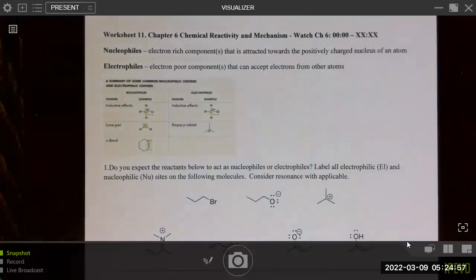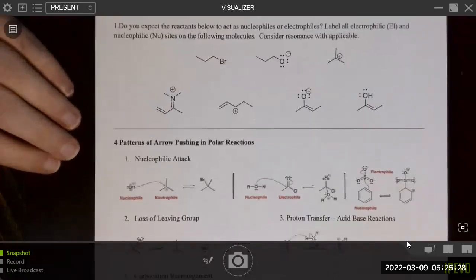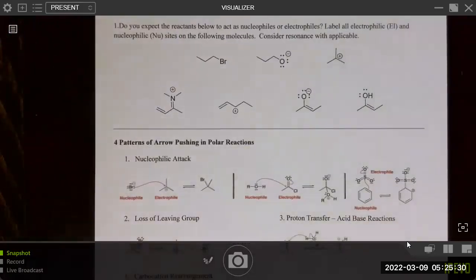All right, we start out by talking about nucleophiles and electrophiles. So just a reminder, nucleophiles are the electron-rich components that are attracted towards the positively charged nucleus of an atom. Electrophiles are electron-poor atoms that can accept electrons from other atoms. So here are some examples in this summary. Let's go ahead and see if we can put that knowledge into action here.